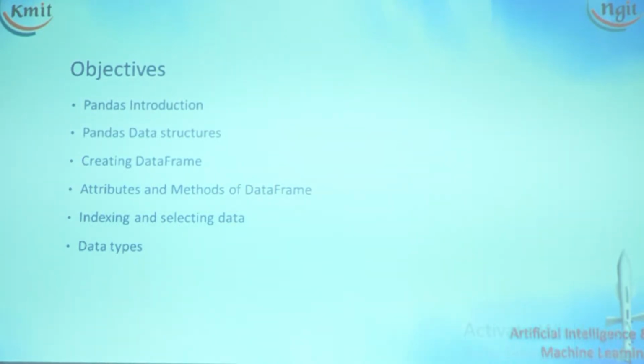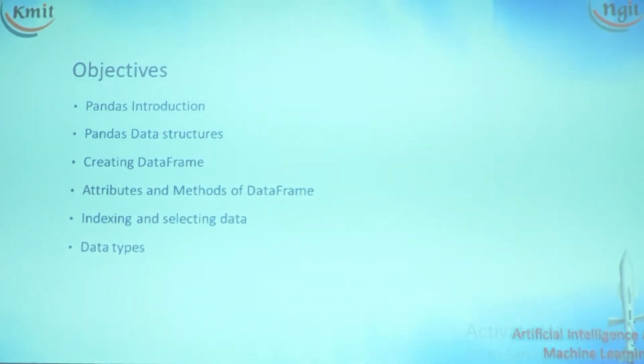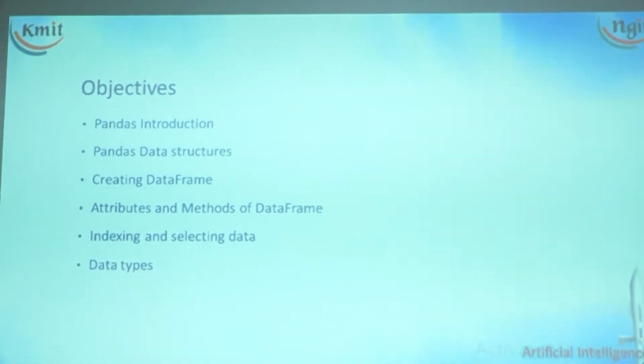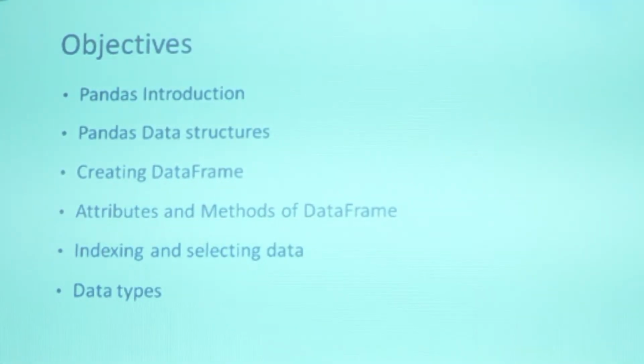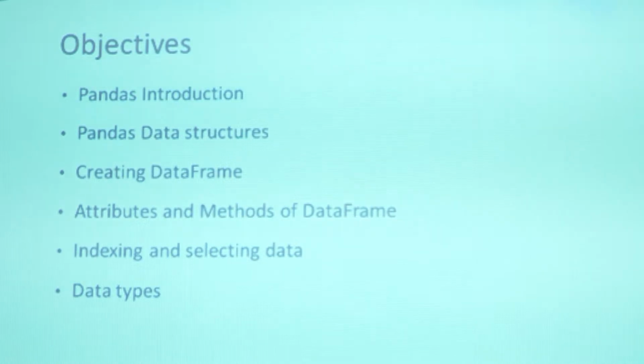Yesterday we saw Pandas introduction, Pandas data structures. Under that we have seen what is a series, what is a data frame, and how to create them and work with them. Then we created a data frame. We also saw attributes and methods. We just saw a few methods of data frame. We are yet to see the others. After we complete that, we will be seeing how to access the data in a data frame using indexing and slicing. And then finally, we will be seeing the various data types.